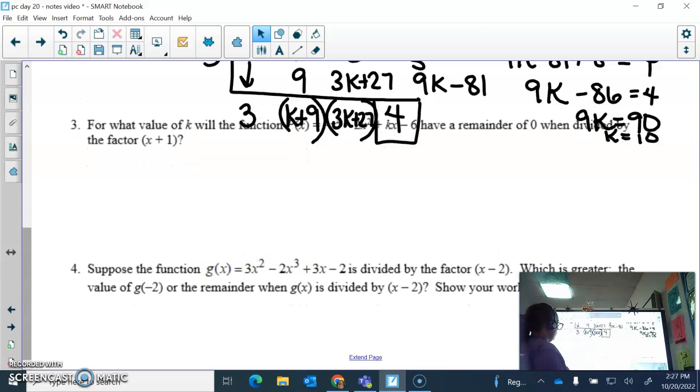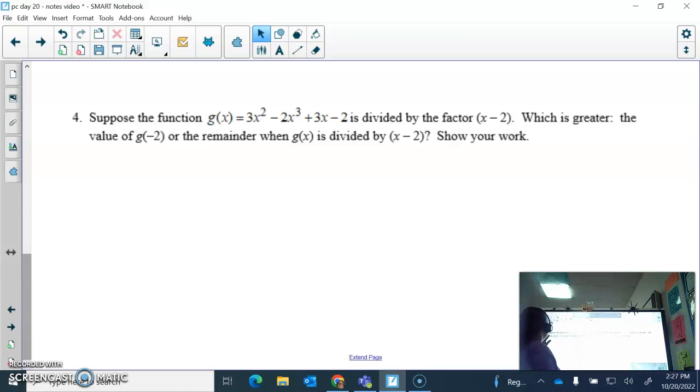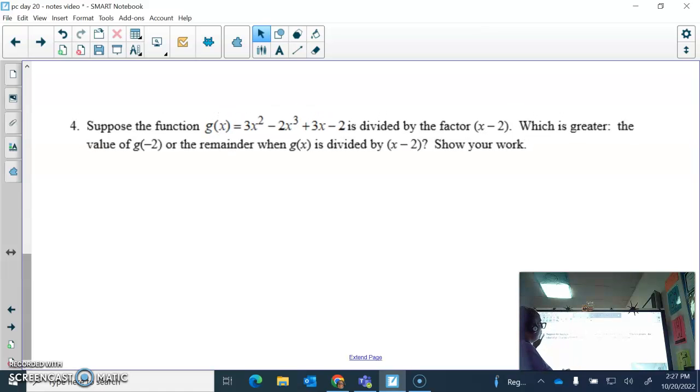So let me just move this down. Number 4 says, suppose you have this function and you're dividing it by x minus 2. Which is greater, the value of g of negative 2 or the remainder when g of x is divided by x minus 2? So we should probably start with finding g of negative 2. And we're going to use the remainder theorem for this.